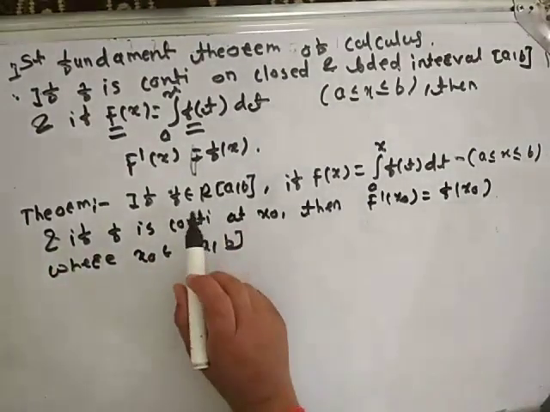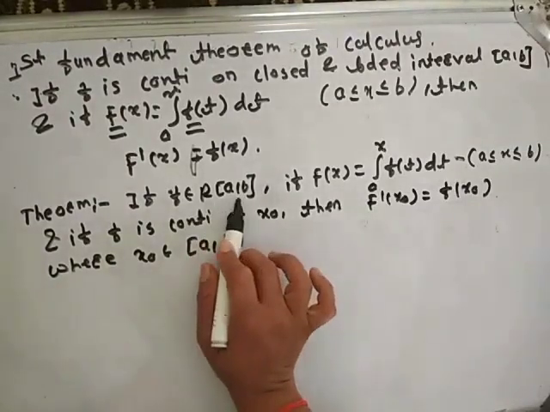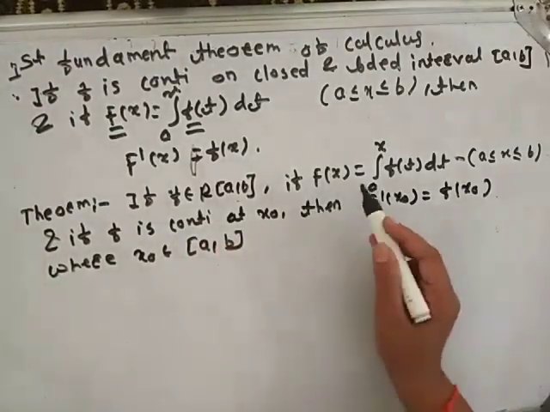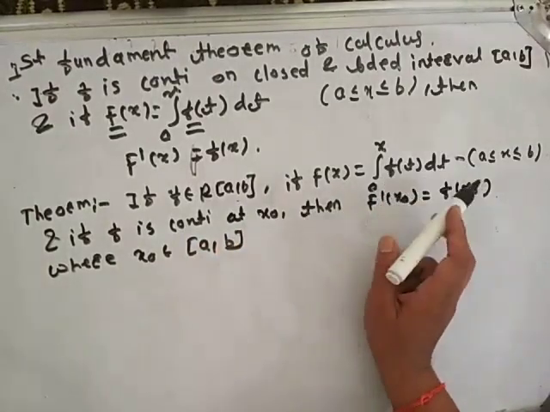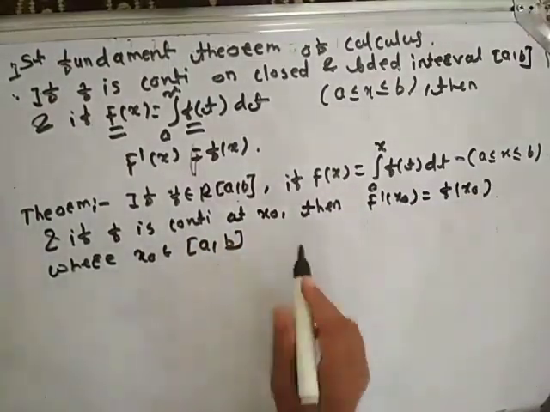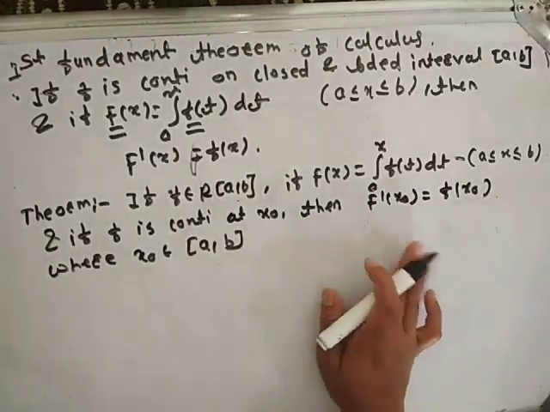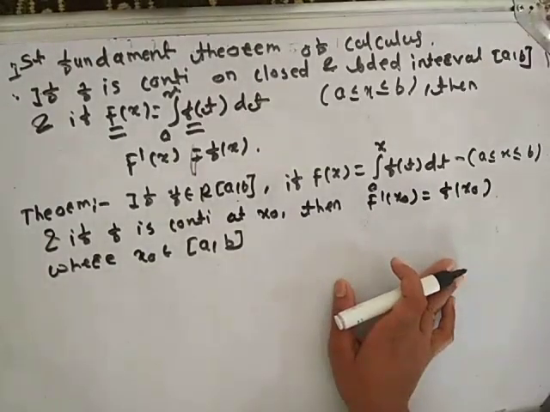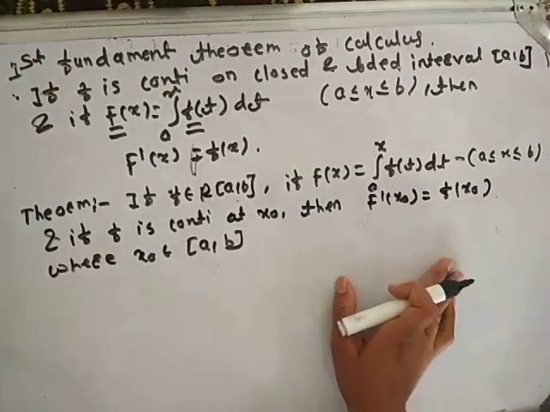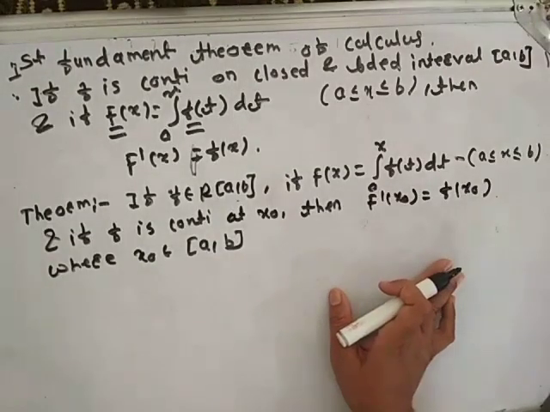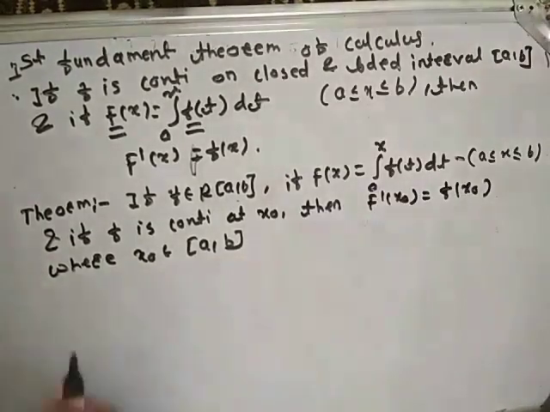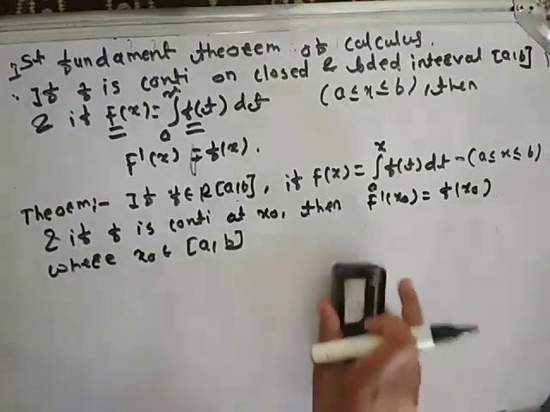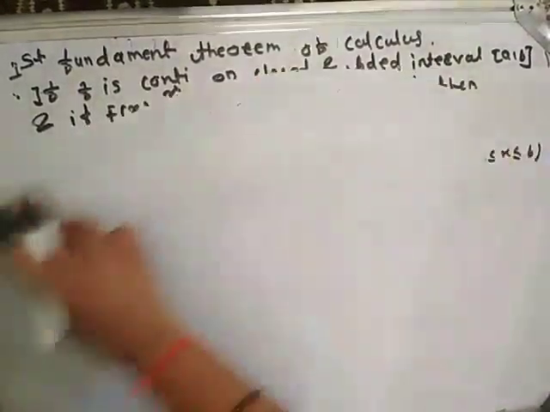Here, what is the statement? If f is Riemann integrable on closed interval [a, b], if F(x) is equal to the integral from a to x of f(t) dt, and if f is continuous at x0, then F'(x0) is equal to f(x0), where x0 belongs to closed interval [a, b]. Here we also do not discuss the proof of this theorem. Let us see the next theorem.